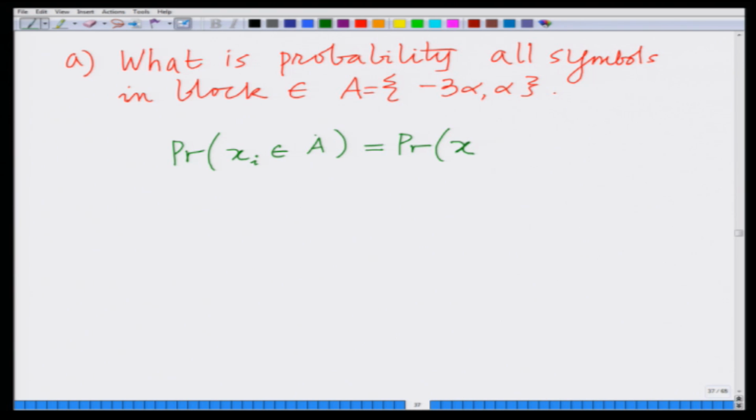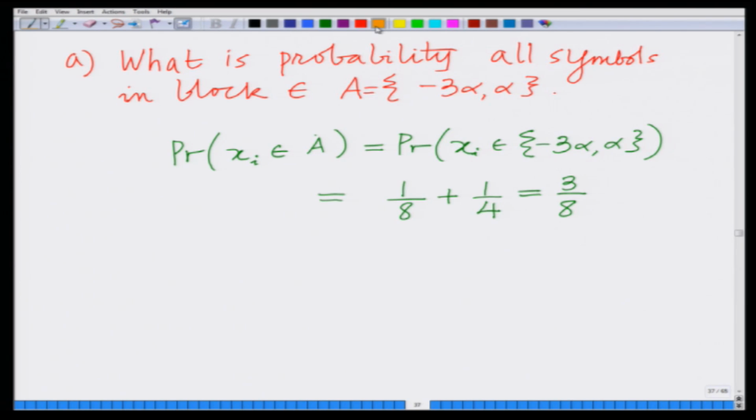that is the probability that a given symbol xi belongs to the set minus 3 alpha comma alpha, and this is equal to the sum of the probabilities corresponding to the symbols minus 3 alpha and alpha. This is basically equal to 1 by 8 plus 1 by 4, that is equal to 3 by 8. This is something that we have already seen. That is, what are we saying? We are saying that the probability that a given symbol xi belongs to this set A is 1 by 4 plus 1 by 8 equals 3 by 8.